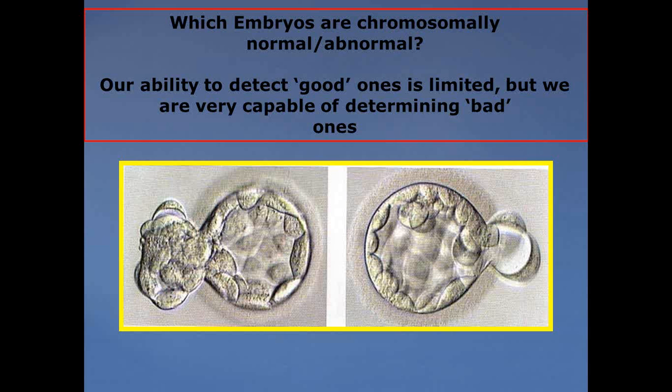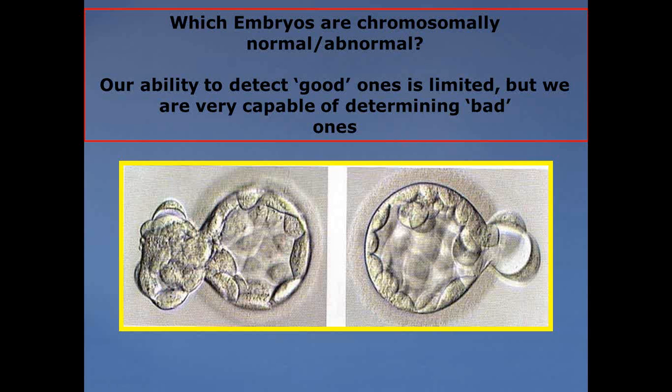And the two main things are genetic abnormalities, as I was saying, and DNA fragmentation, but also things like mosaicism, if you've ever heard of that, where there's a mixture of chromosomally normal cells and chromosomally abnormal cells in a single embryo.